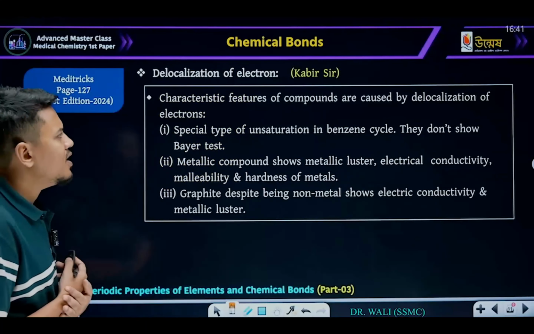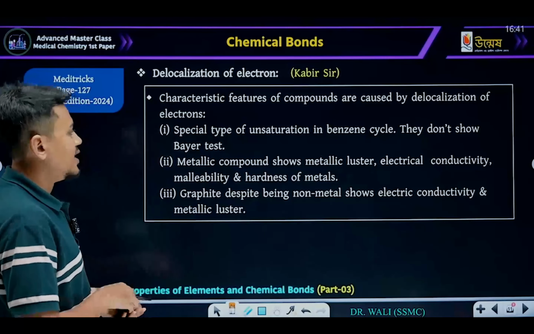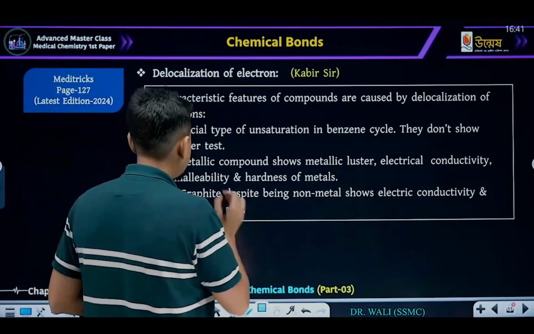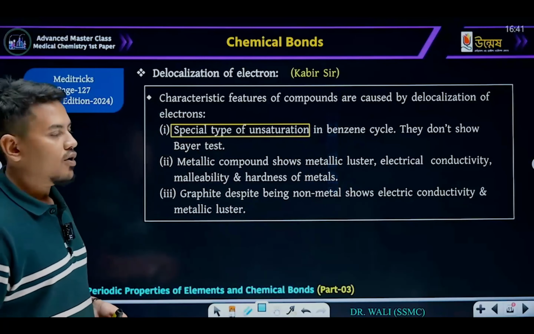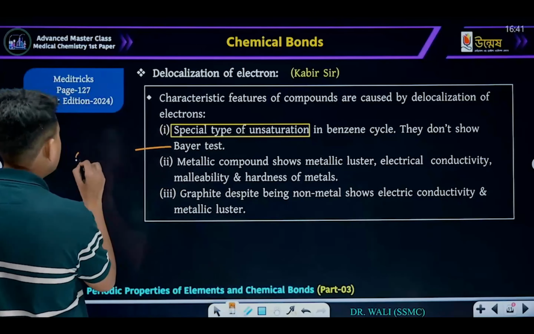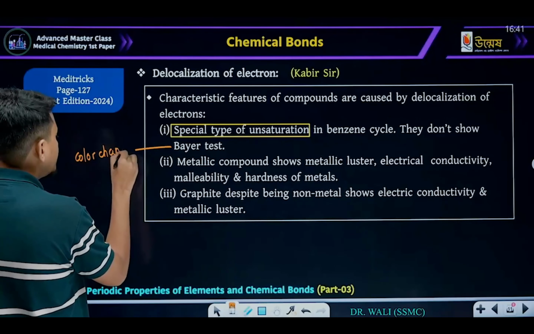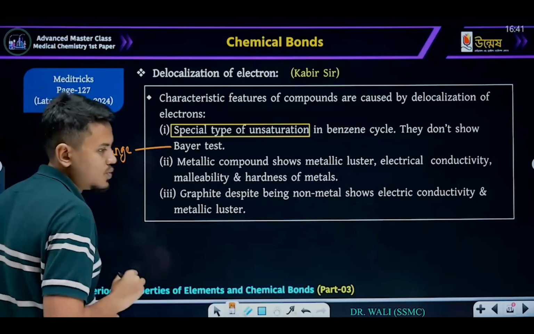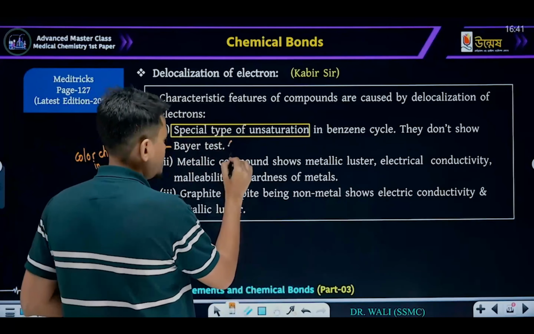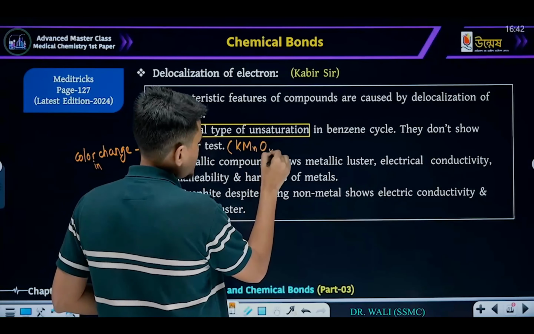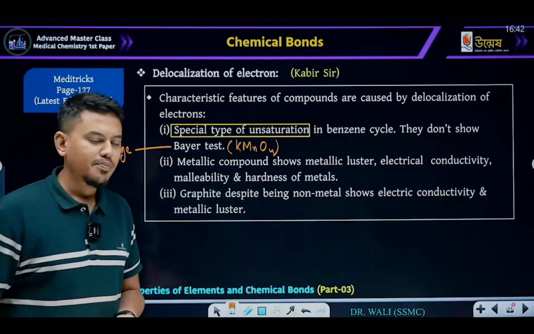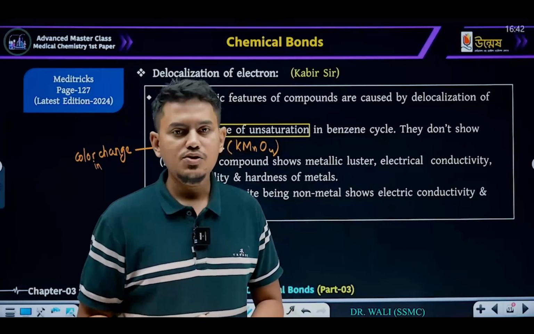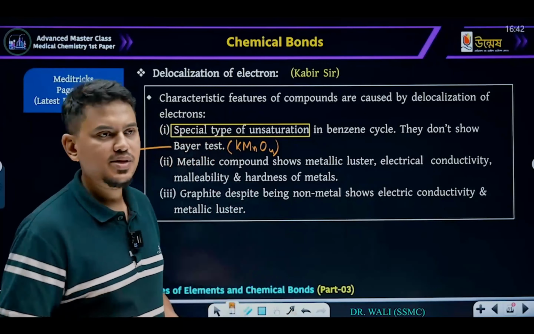Now, regarding delocalization of electron, we know that a special type of unsaturation in benzene is observed because of resonance. They do not show color change in the Bayer test. So they do not participate in the Bayer test. What is the Bayer test? Bayer test means detecting the unsaturation using potassium permanganate. When you apply potassium permanganate to ethene, it will change the color of potassium permanganate and will convert into ethanediol, or which is also known as glyoxal.